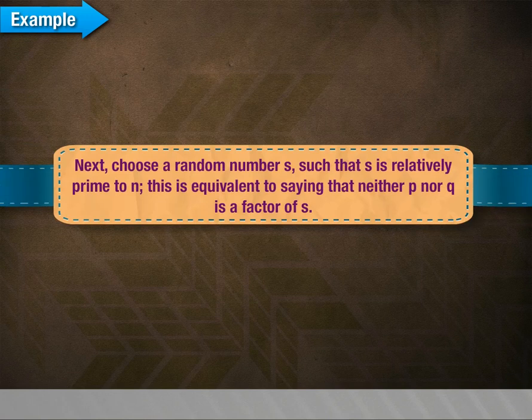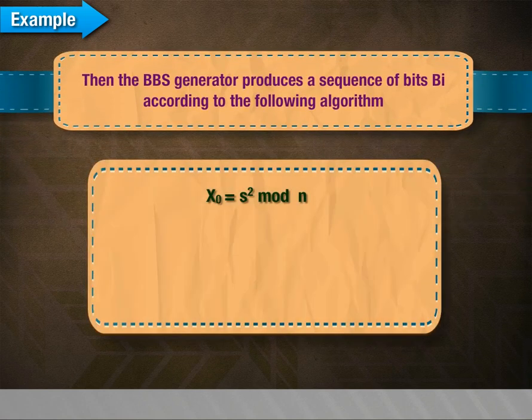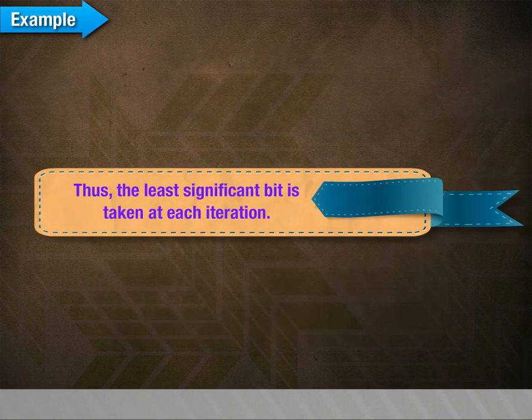Next, choose a random number s such that s is relatively prime to n. This is equivalent to saying that neither p nor q is a factor of s. Then the BBS generator produces a sequence of bits bi according to the following algorithm. x0 is equal to s squared mod n. For i equal to 1 to infinity, xi is equal to (xi minus 1) squared mod n. bi is equal to xi mod 2. Thus, the least significant bit is taken at each iteration.